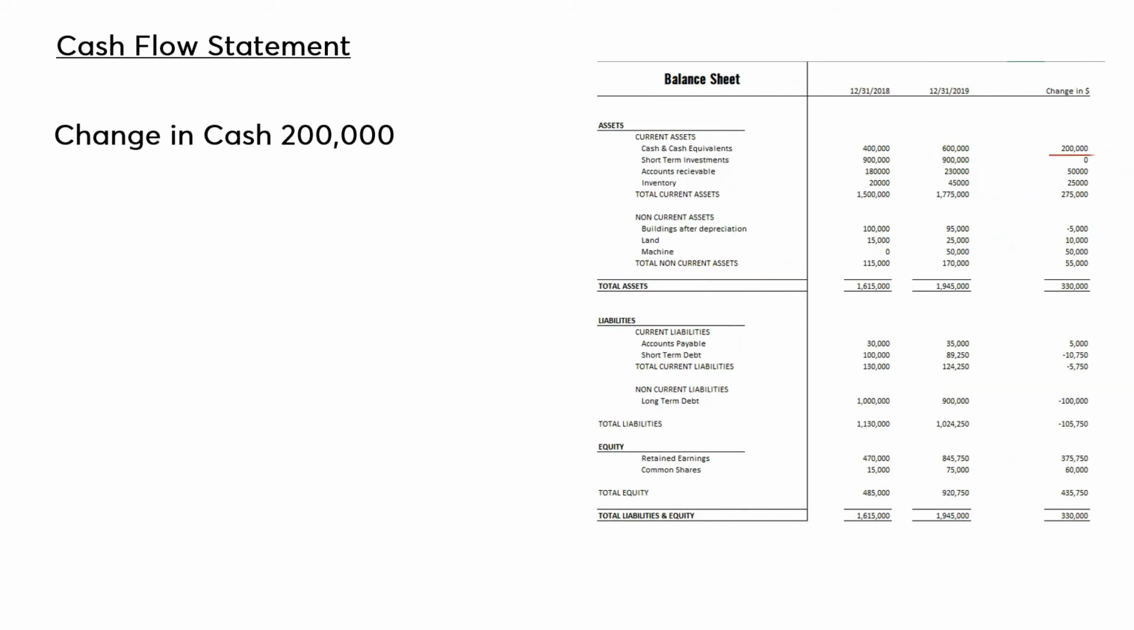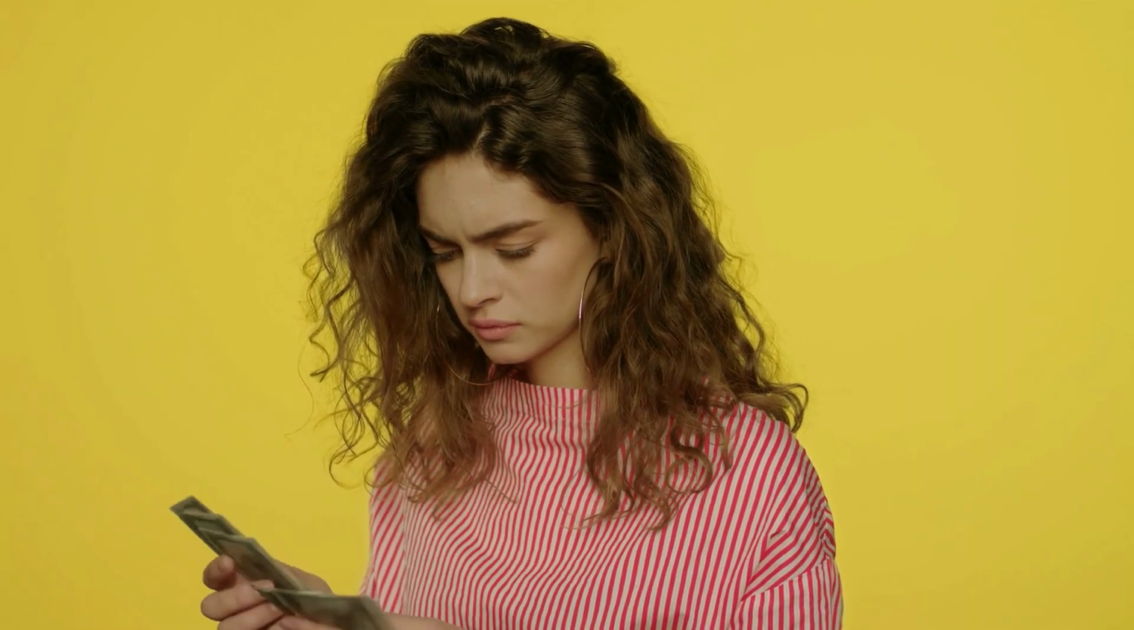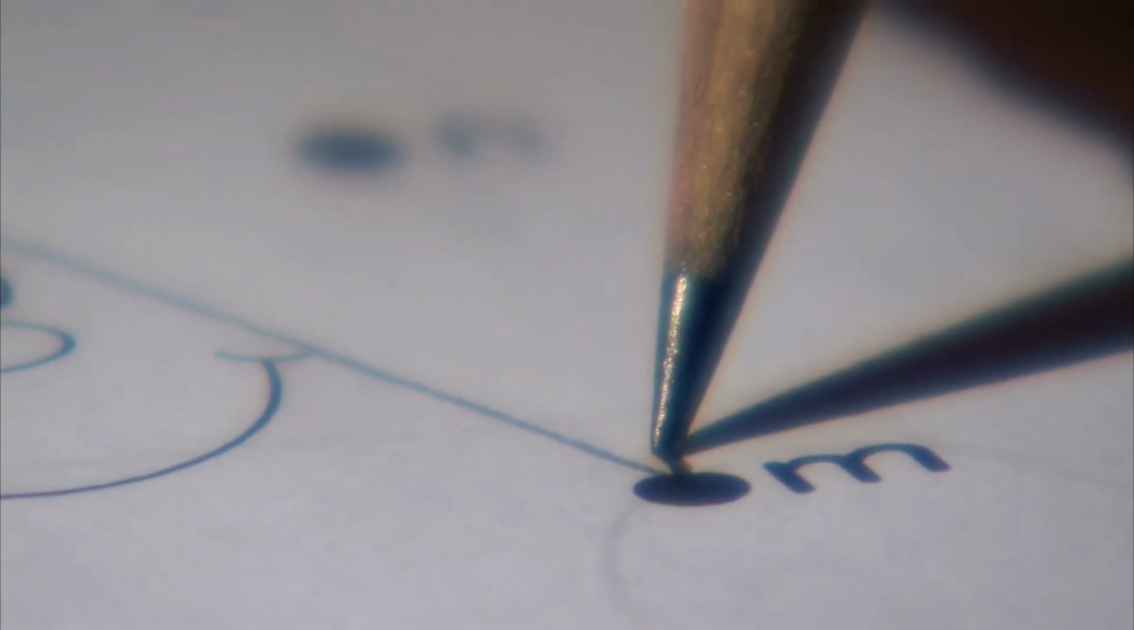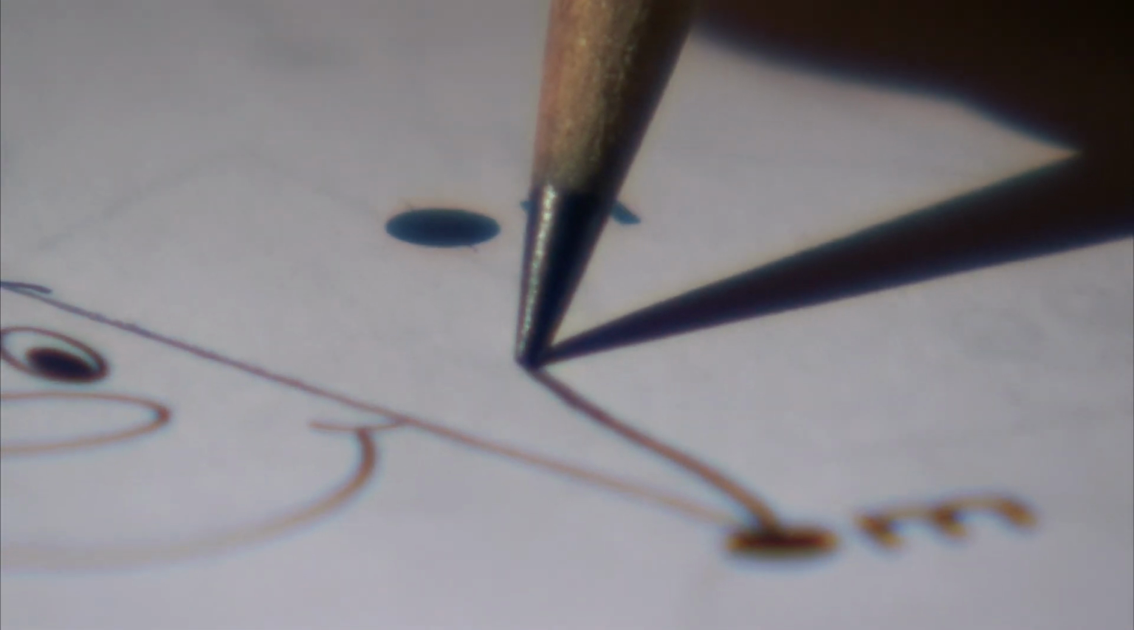Adding up cash flow from operations, investing, and financing gives the net change in cash, which is $200,000. This explains why the balance sheet showed a change in cash of $200,000 while the income statement showed a net income of $375,750. As I said in the beginning, net income is not always cash, and the cash flow statement helps to connect the dots between the income statement and the balance sheet.